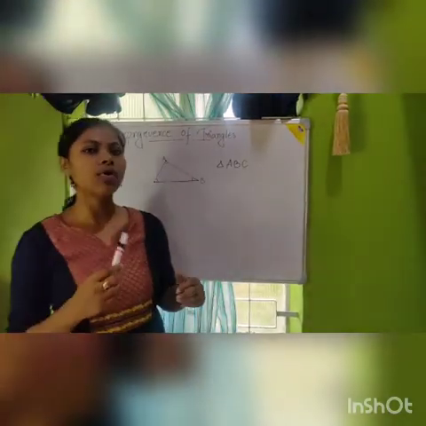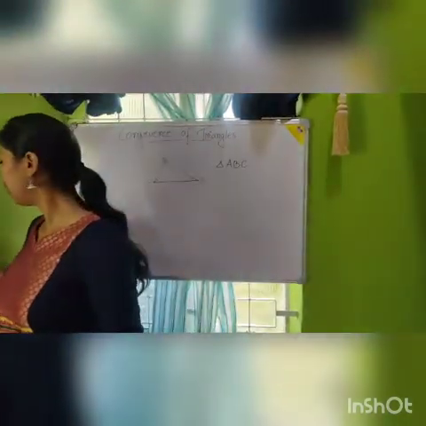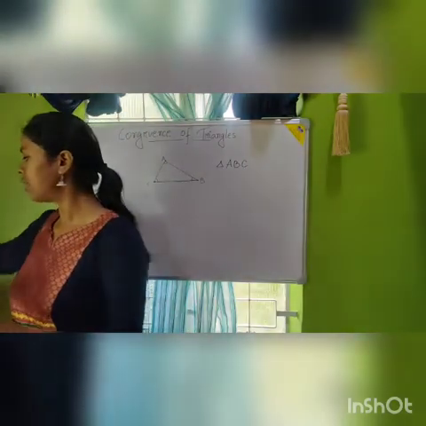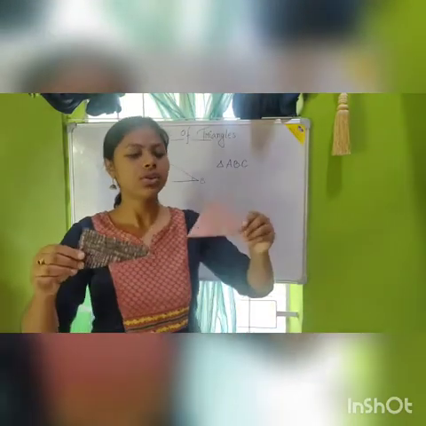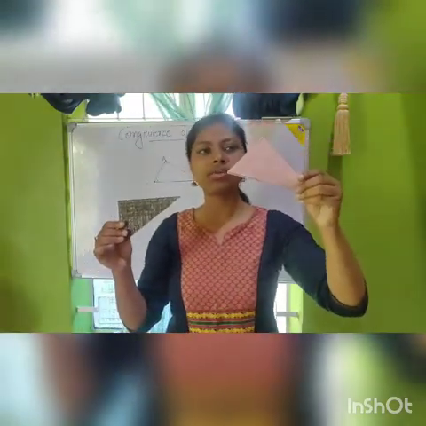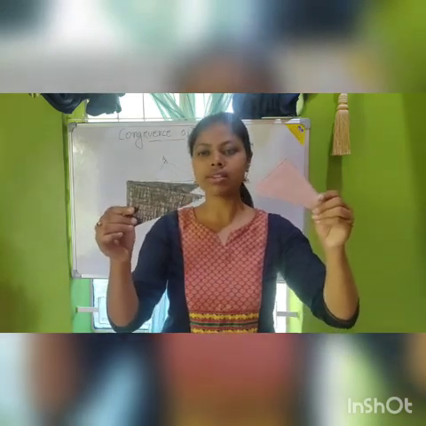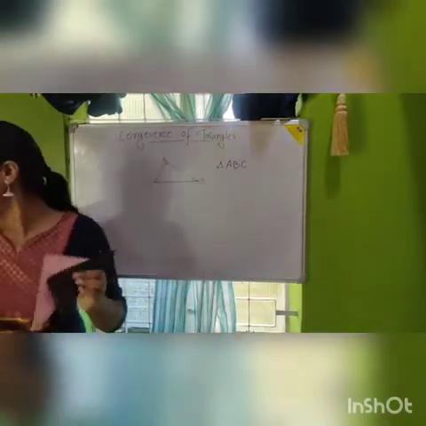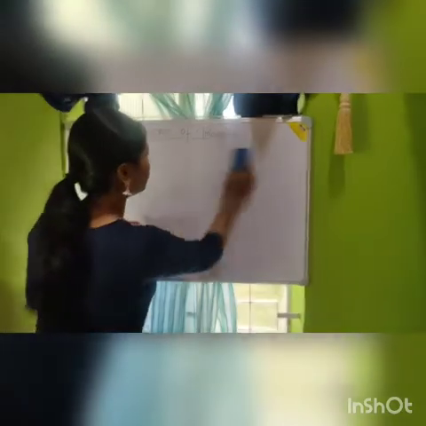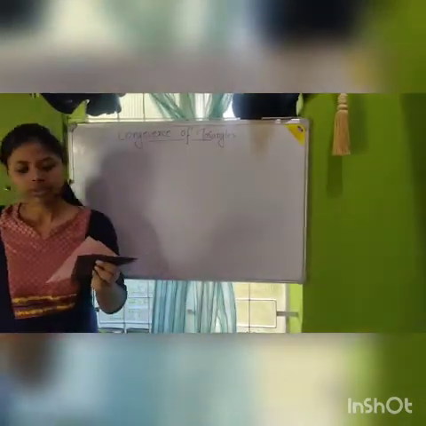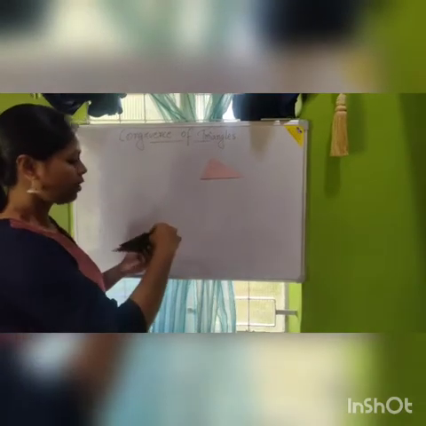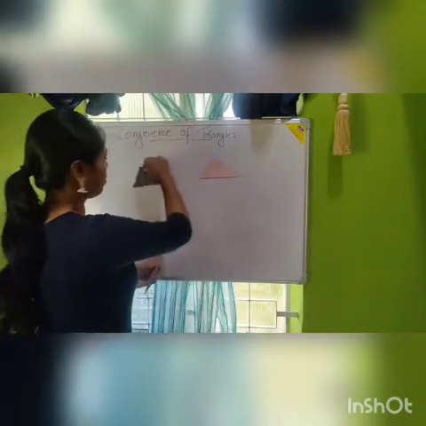Now to understand the congruence of triangles, I have some pink colored triangles and some black colored triangles. Two pink colored triangles are of the same size, and two black colored triangles are of the same size. Let us put these two triangles here on the board. Now I have placed one pink triangle here and one black triangle here.